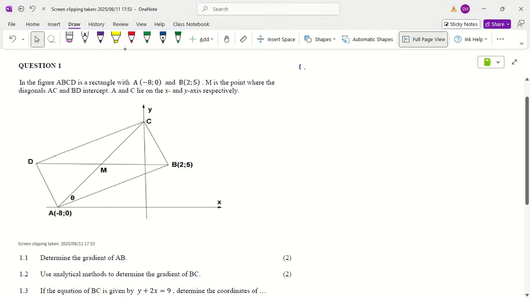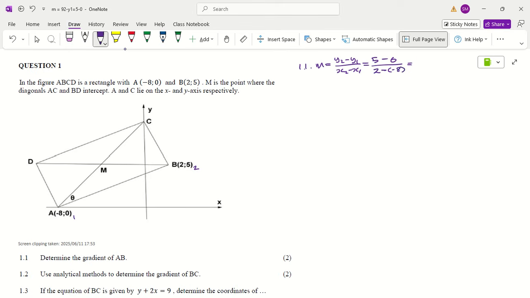For 1.1.1, we are asked to determine the gradient of AB, and you can see A over here. So I'll just label A as point 1 and B as point 2, and we know that the gradient is y2 minus y1 over x2 minus x1, which then becomes 5 minus 0 over 2 minus negative 8, and that is 1 over 2. So very straightforward there.